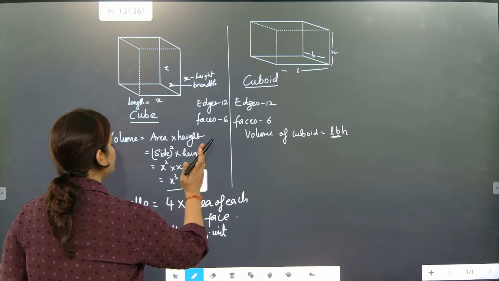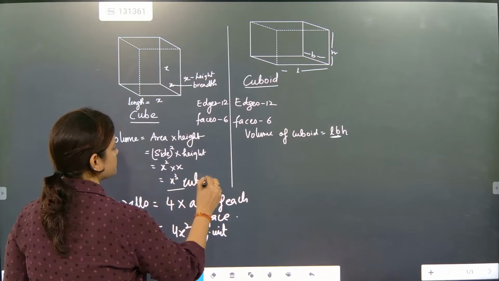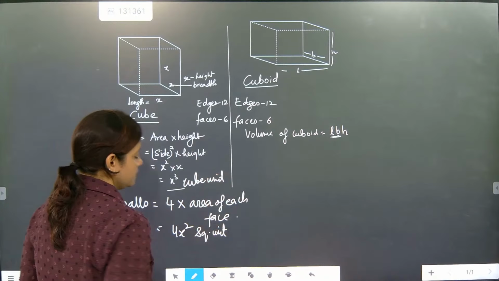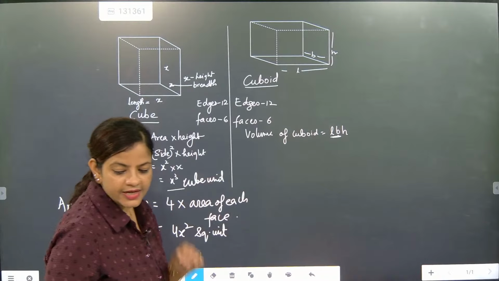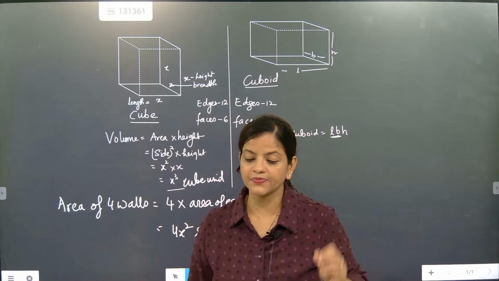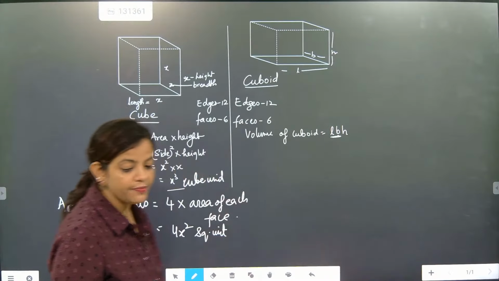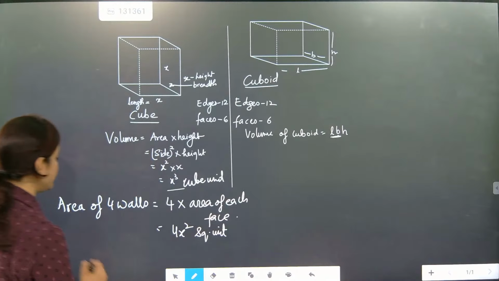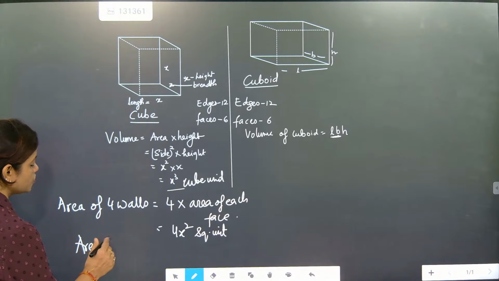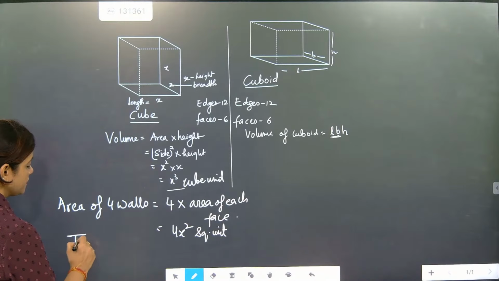This is called as cube unit. Understood? So one face is exactly considered as 4a square. Yes, absolutely. And the next important point is if somebody will be asking you the total surface area.